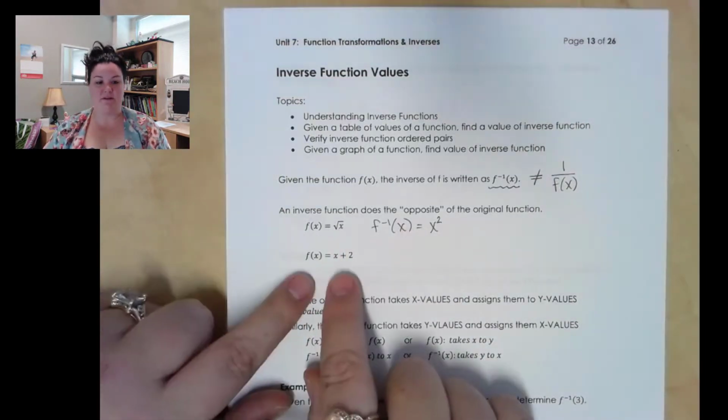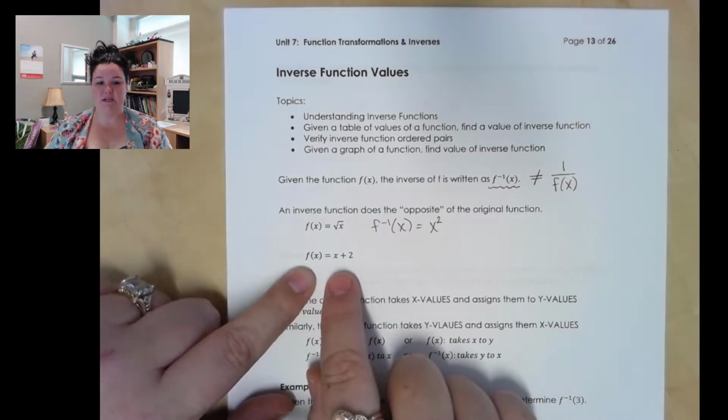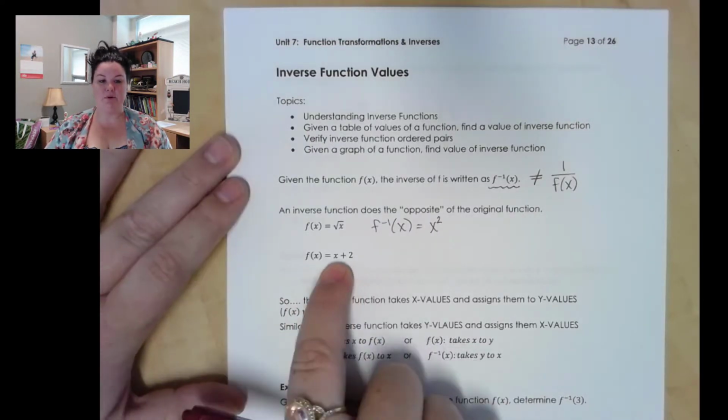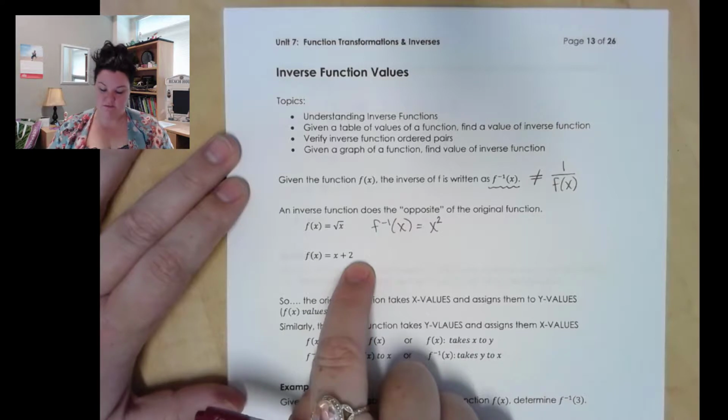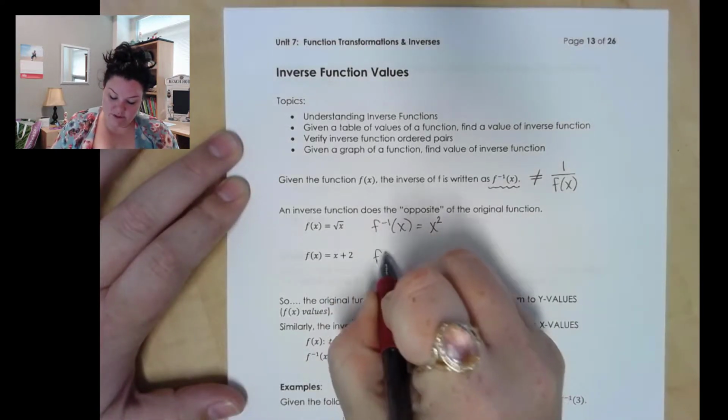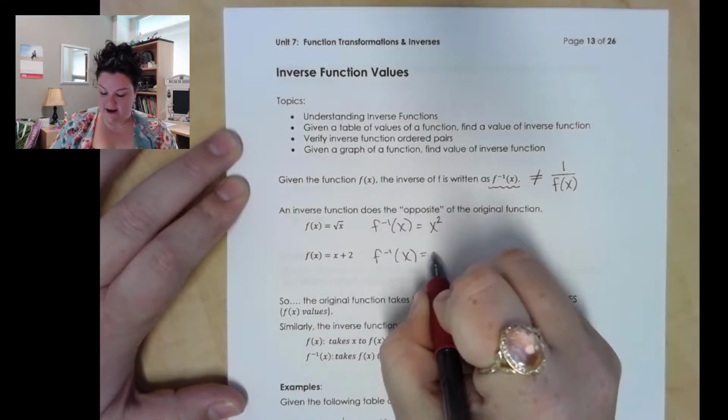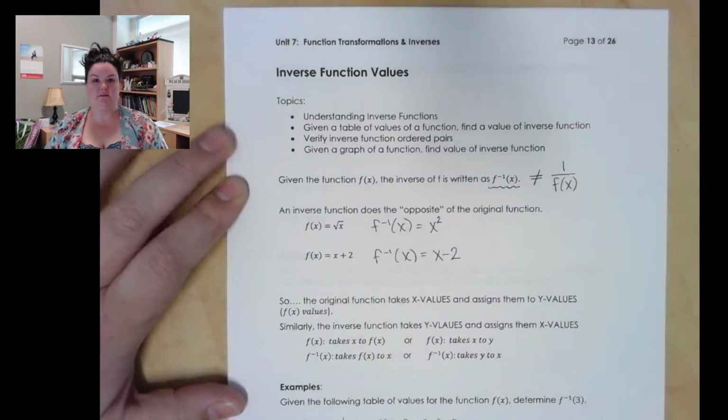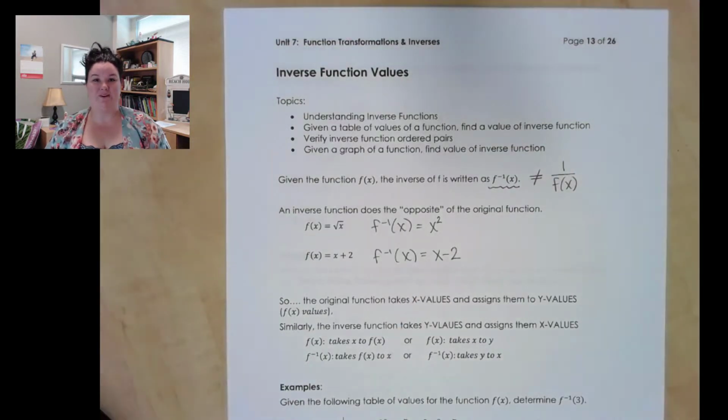So same thing with this one. If I have f of x equals x plus 2, well, this is taking my input and adding 2 to it. So if I wanted to find the inverse operation, I would take what I have and subtract 2 from it, okay? And there is an algebraic way to solve for these, which I'll show you later in this section. But I just want you to understand what it is that an inverse does, okay?